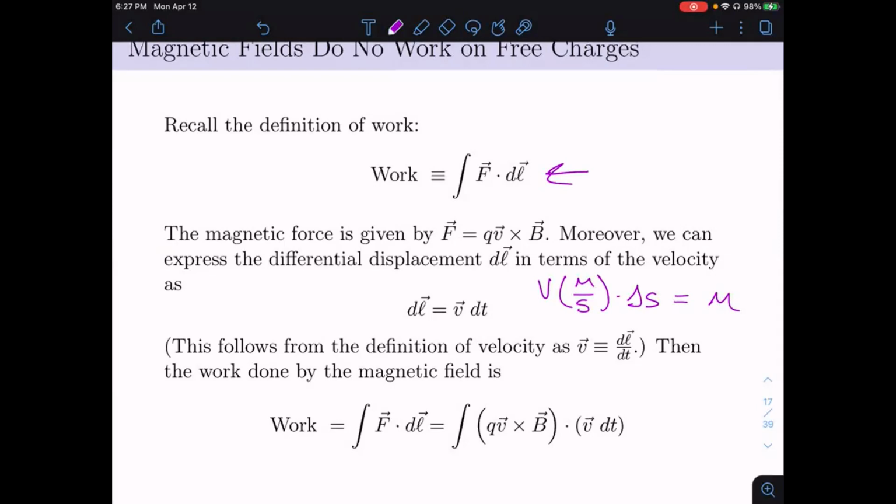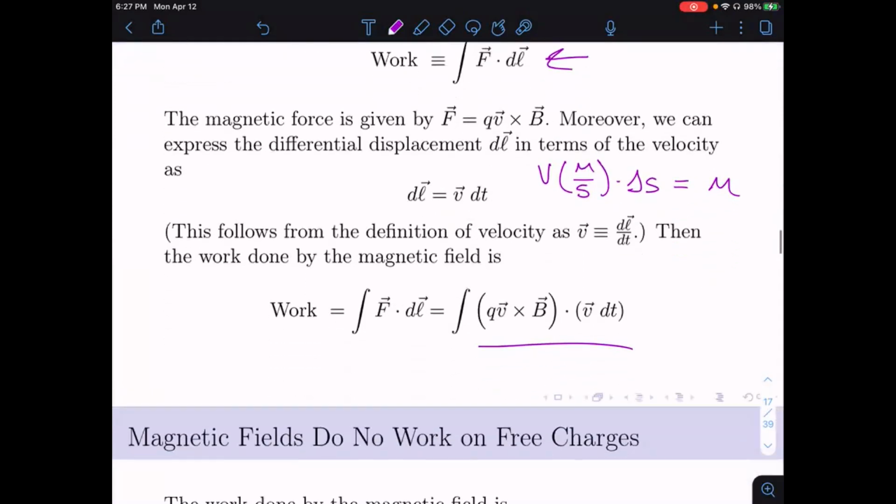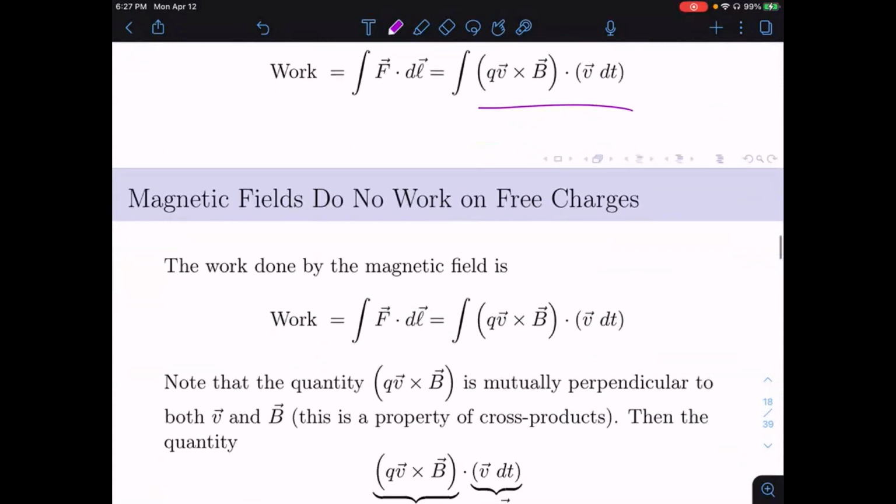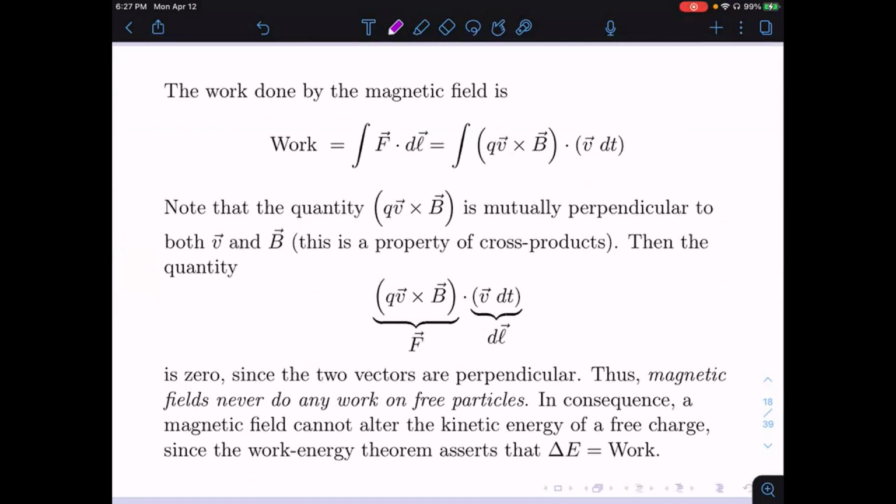And then we can make those substitutions back into our work formula. We'll get something that looks like this. But unfortunately, if V is perpendicular to B, as we said down here, we will end up with no work. A magnetic field cannot alter the kinetic energy of a free charge, since the work energy theorem states that change in energy is equal to work. So follow that mathematical proof if you're very curious as to why we get no work. But in summary, things that are moving in a circle: no work, no change in energy, no change in speed, none of that stuff, okay?